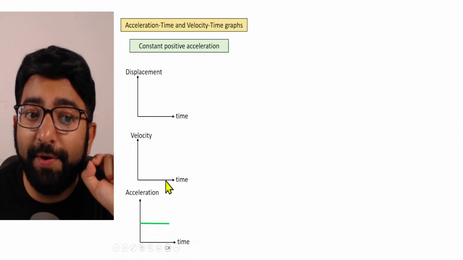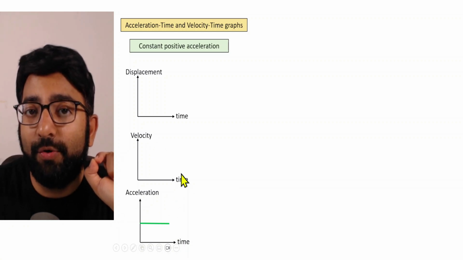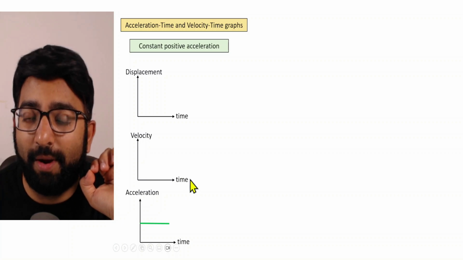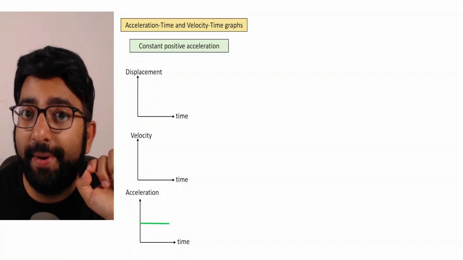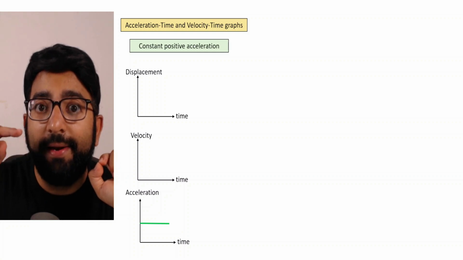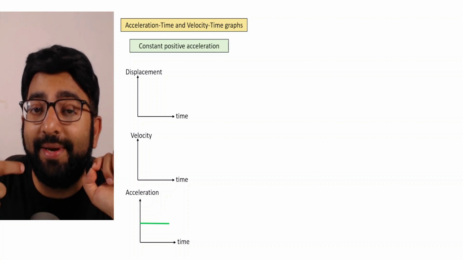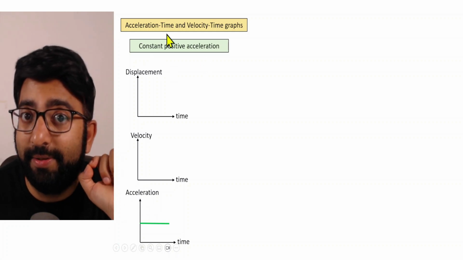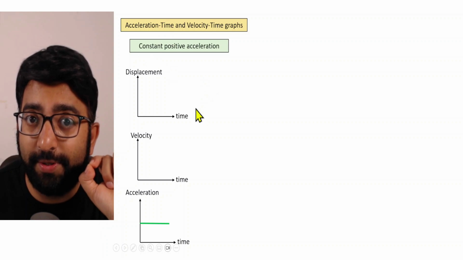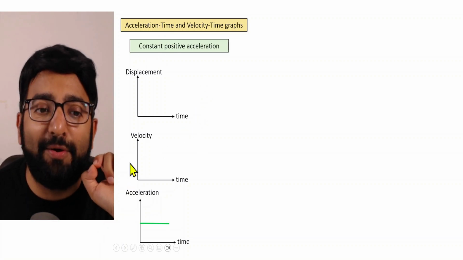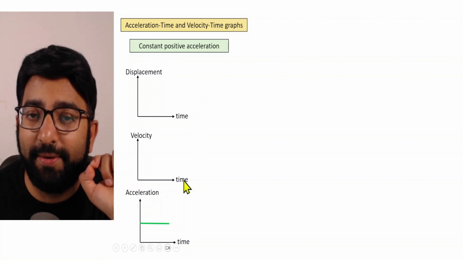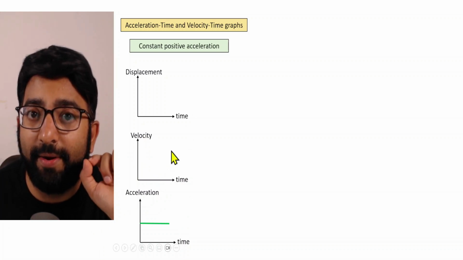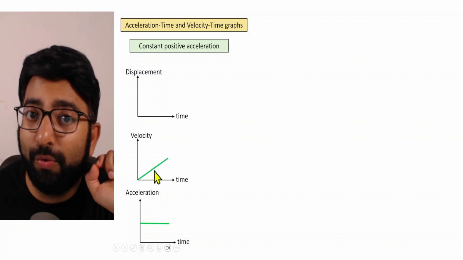Now, from this, how do we draw the velocity time graph? All you need to remember is acceleration is nothing but the gradient of a velocity time graph. Acceleration, also do remember, is the rate of change of velocity, and rate of change of velocity is nothing but the gradient of the velocity time graph. If acceleration is constant, that would mean that the rate of change of velocity, which also means the gradient of the velocity time graph, is a constant. Hence, the graph for velocity needs to be a straight line with a positive gradient. Hence, the velocity time graph can look like this.